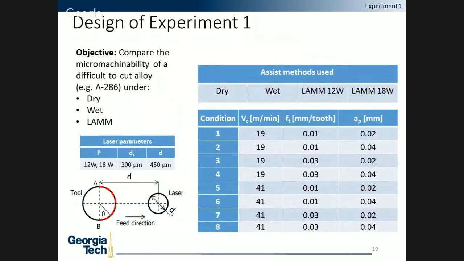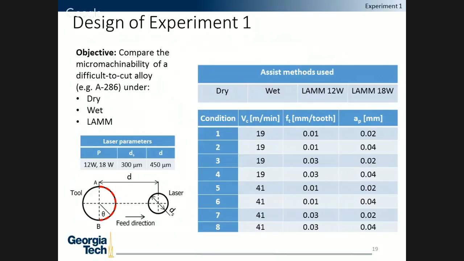And as we stated in our research objectives, the objective was to compare the micromachinability of difficult to cut alloys such as A286 under dry, wet, and LAM cutting conditions. And to do this, we decided to run 4 assist methods: dry, wet, LAM, and LAM under 2 different parameters. The first being run at 12 watt power, and the laser parameter being run at an 18 watt parameter.